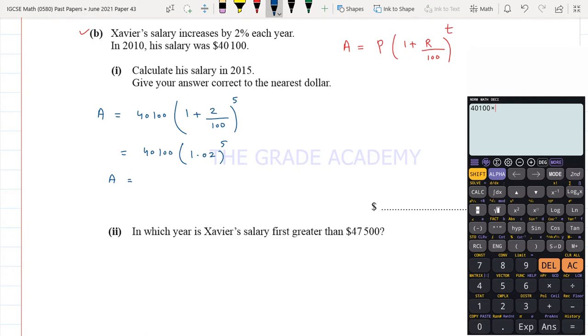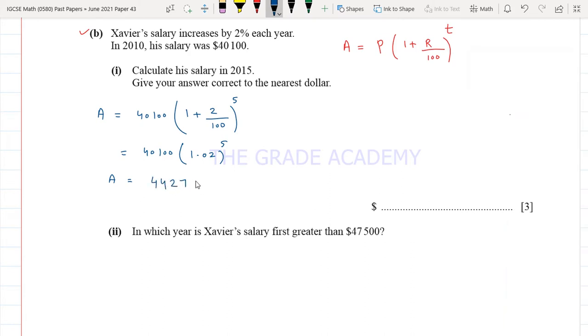If we calculate it, 40,100 times 1.02 to the power 5 is $44,273.64. If we round it off to the nearest dollar, we will get 44,274. So the amount in 2015 is $44,274, the amount that Xavier gets in 2015.